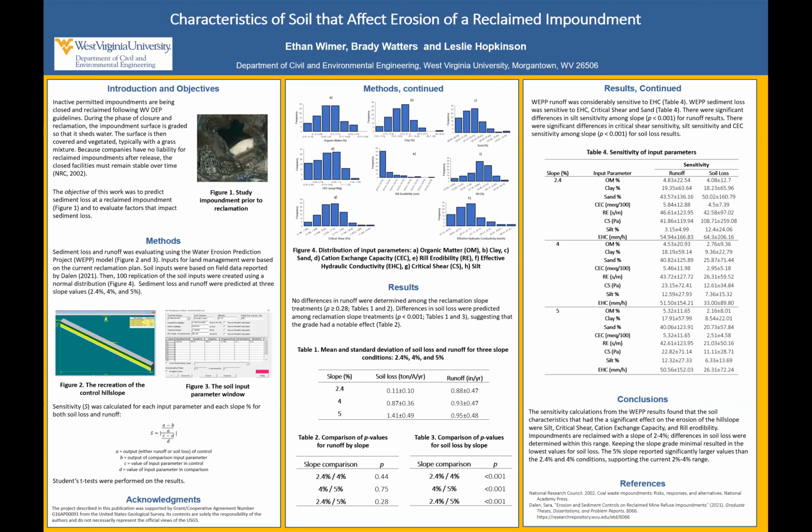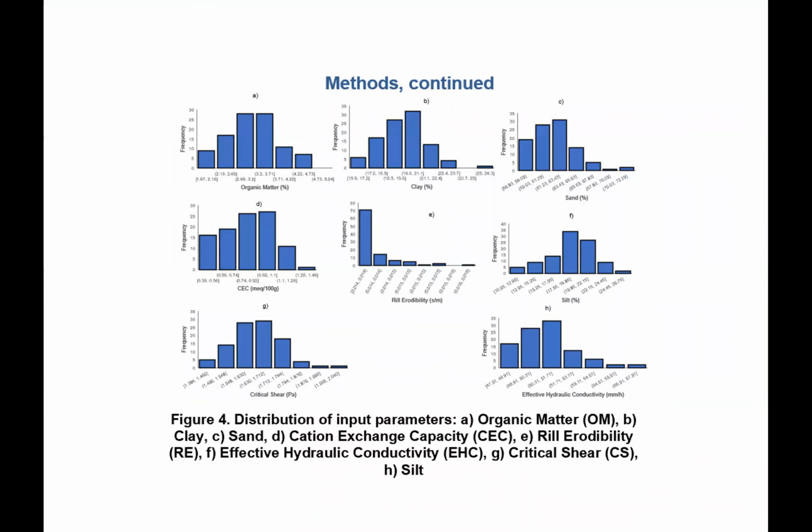A normal distribution of Dalen's field data was then generated, made up of 100 sets of each input parameter for 2.4, 4, and 5% slope. Here is our normal distribution.